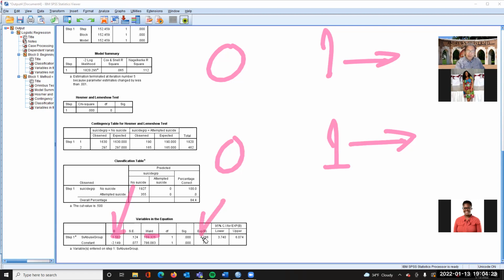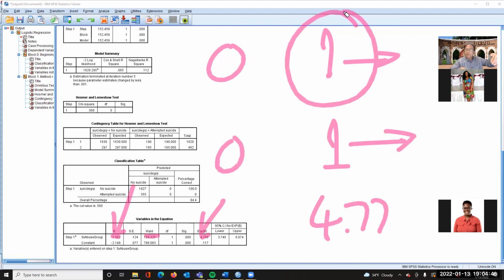So we then have to interpret the odds ratio accordingly. Since sexual abuse is a significant predictor of suicide, we interpret the odds ratio as saying that people who have attempted suicide are 4.77 times more likely to have been sexually abused.